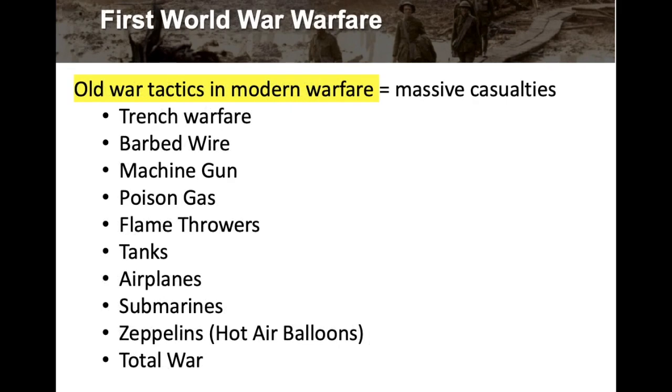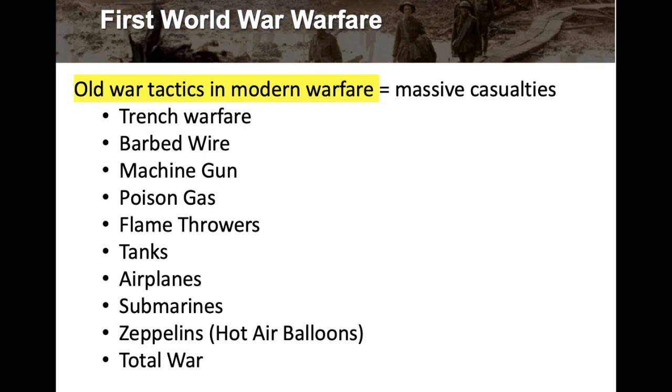Okay, so we'll talk about the post-war happenings in the next PowerPoint. But what I want to talk about to finish this up is First World War warfare. And basically, it's summed up with this: it's old war tactics in modern warfare.